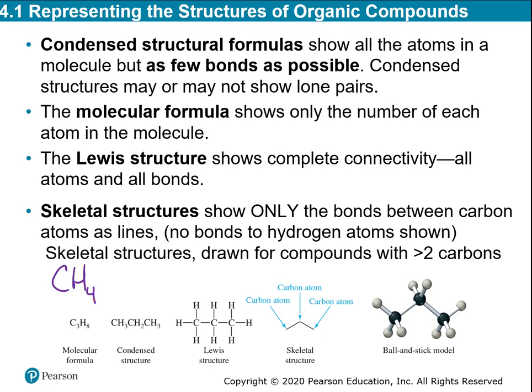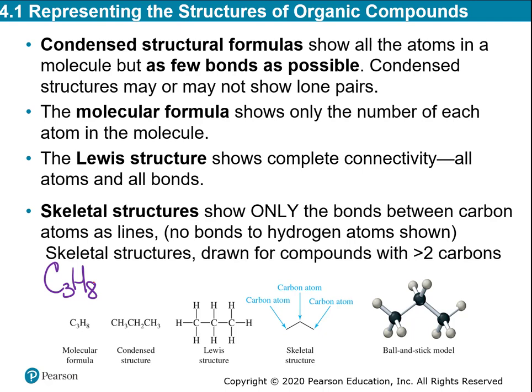So CH4. But if you want to indicate the arrangement that the carbons have with the hydrogens, then you might use what's called the condensed structural formula. This one, they wrote C3H8. That's three carbons, eight hydrogens. But when you look at a molecular formula, you really don't know how it's put together. You just have to start building it from scratch. You start with a carbon because it needs the most bonds. You link another carbon, you link a third carbon, and then you start putting the hydrogens on.